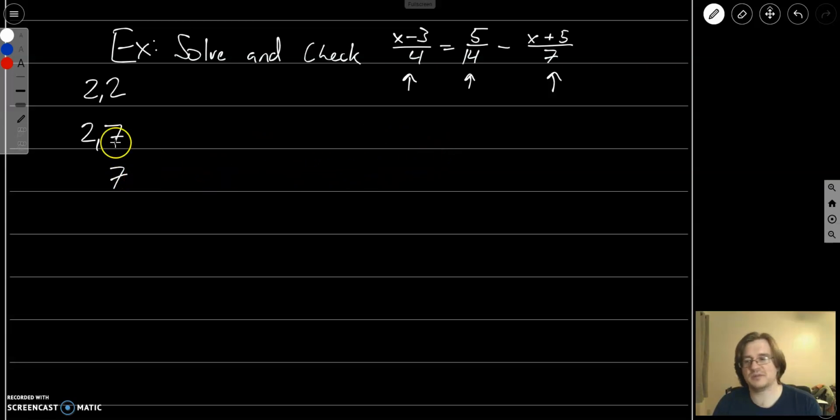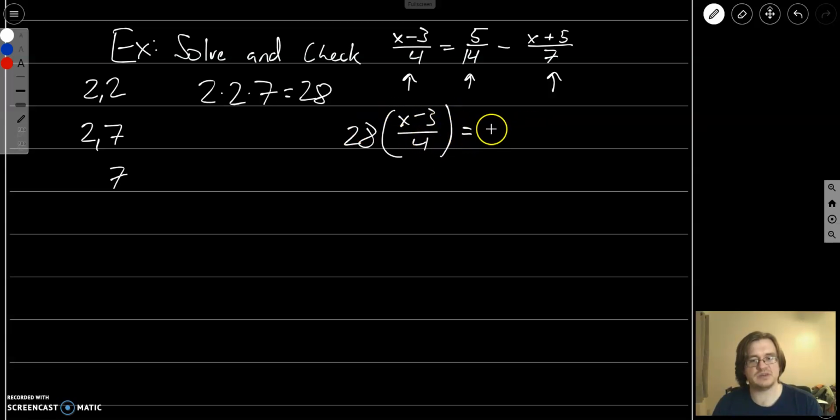7 is a prime number. So we need at least two 2's and one 7. 2 times 2 times 7 is in fact 28. So my trick will be multiply everything by 28. Whatever you do to one side, you have to do to the other. So let's multiply the left-hand side by 28 and the right-hand side by 28.